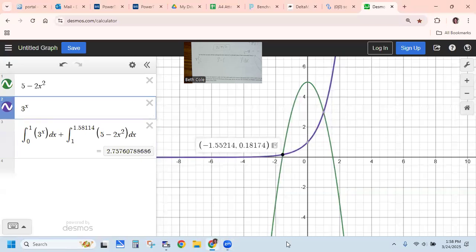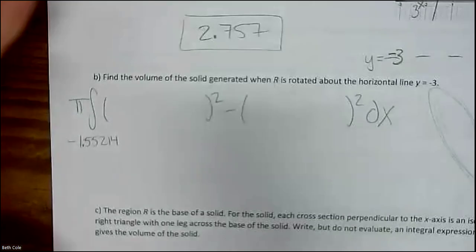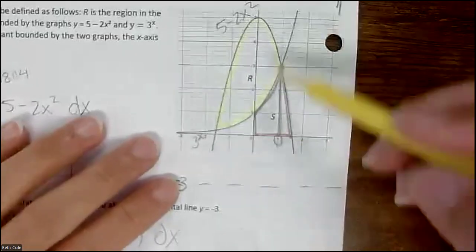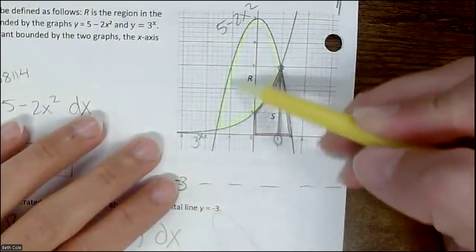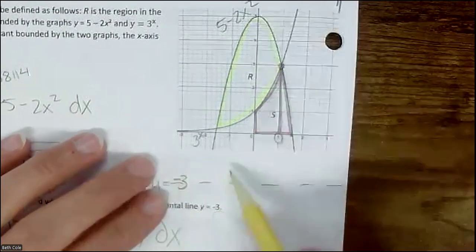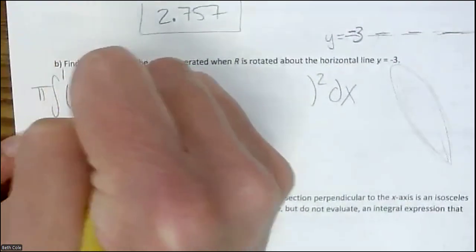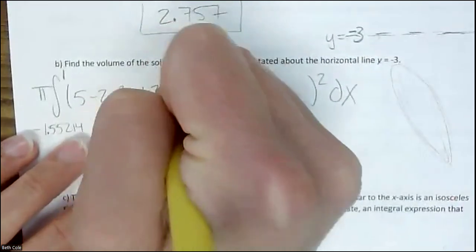So let me go to the calculator and we'll get our boundaries. We want to go from here, which is -1.55214. I know that the decimal is awful, but do you see that I just clicked on it? And then to this one, which is nice, it's 1. And then it's going to be bigger radius minus smaller radius. So let me come back over here. Which is the further away one? That 5 minus 2x squared minus -3. Okay, so it's going to be 5 minus 2x squared minus -3, which would be +3.